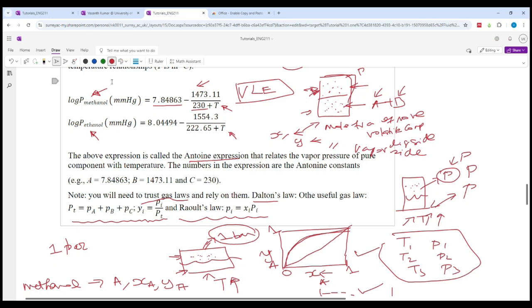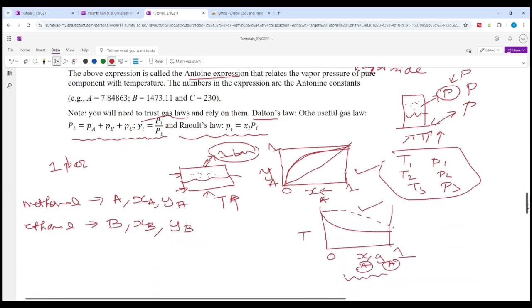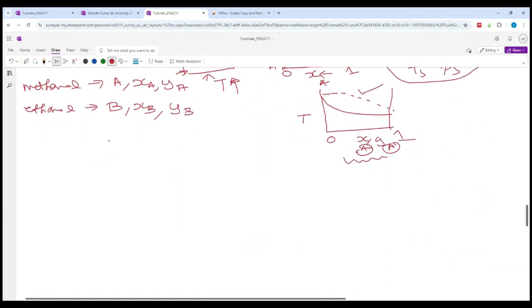So you already have vapor pressure and you have a temperature, and if you expect this type of problem in the final exam, I may give some additional note. This is to save your time. How will this note look? I can say, okay, compute the vapor liquid equilibrium.